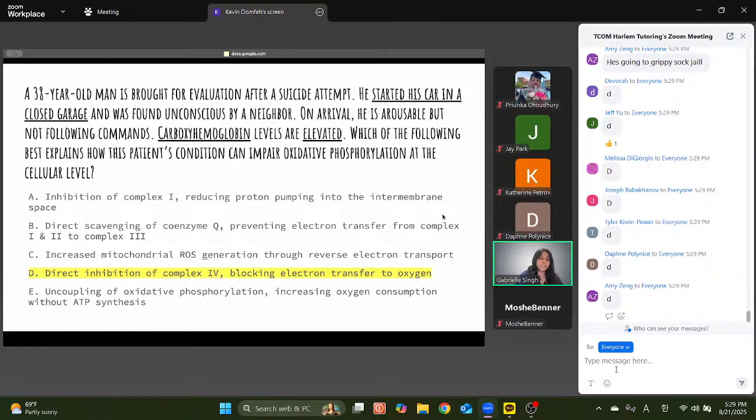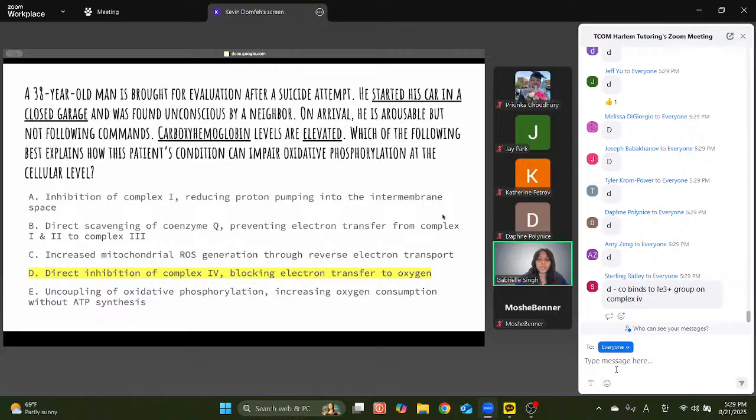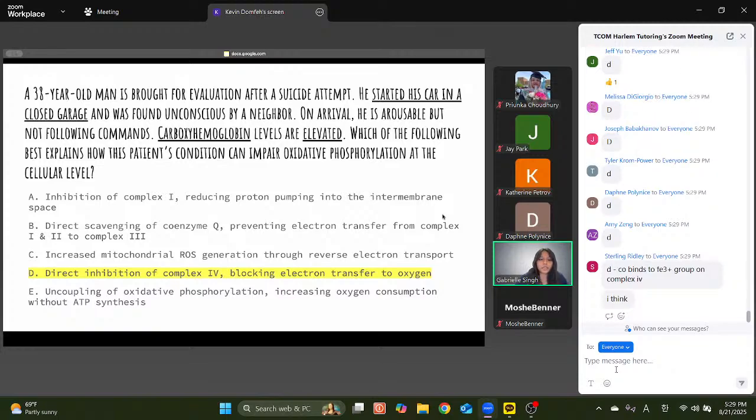Basically, this man is suffering from carbon monoxide poisoning after being engulfed by his car's exhaust fumes. And carbon monoxide, we know, is a direct inhibitor of complex 4 along with cyanide. If you go to the next slide, I'll talk about it a little bit more.